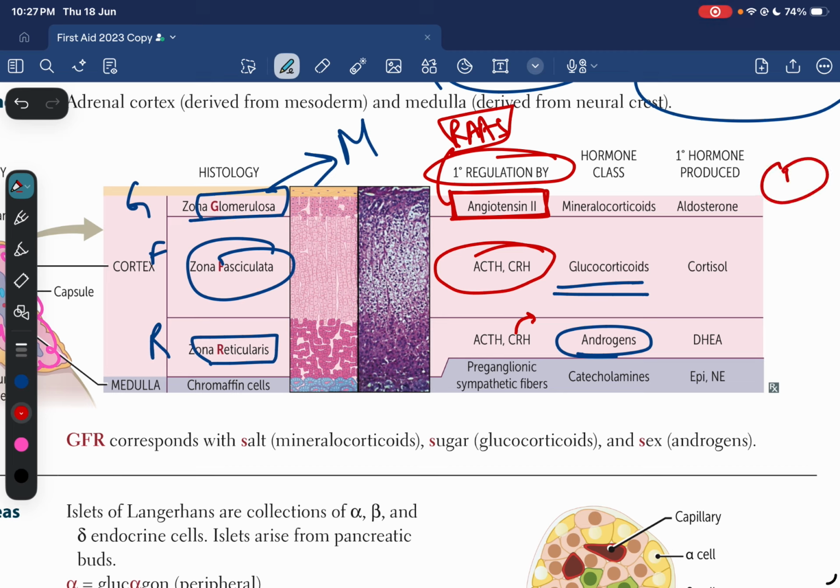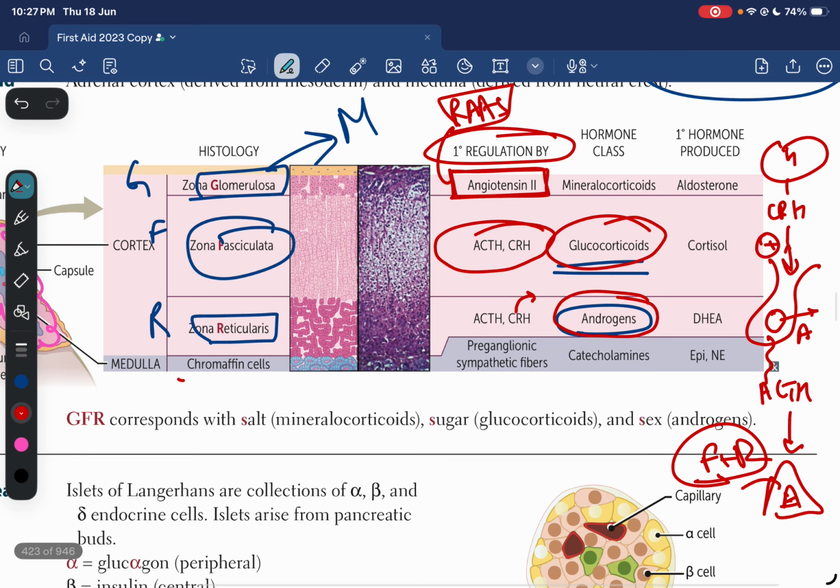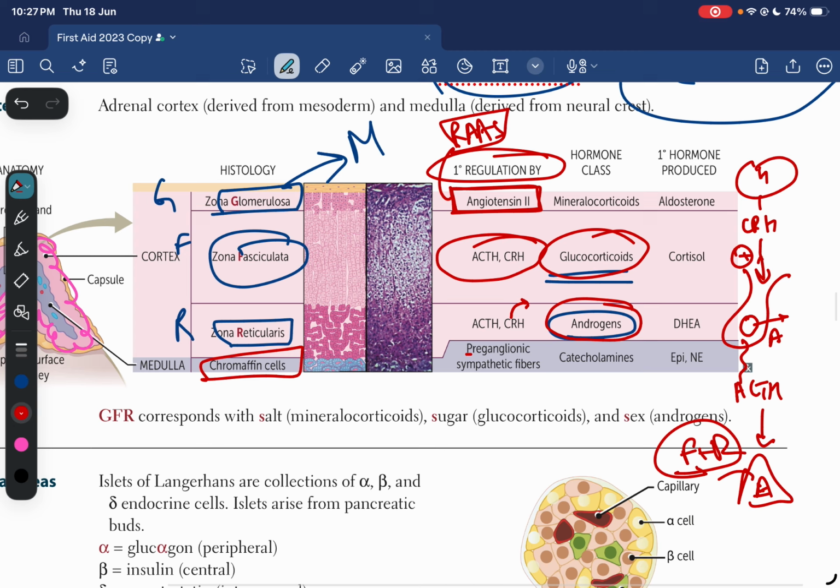This is produced by the hypothalamus. It is going to produce CRH, which is going to act on the pituitary gland. It has the cells which produce ACTH. So once it has a positive impact on the pituitary gland, it's going to release the ACTH. This ACTH is going to act on the cortex, mainly fasciculata and reticularis, to produce the glucocorticoids and the androgens. For the chromaffin cells, the preganglionic sympathetic fibers are going to act on it.